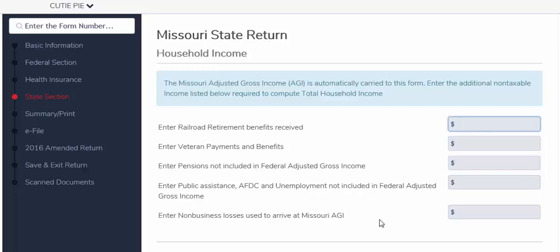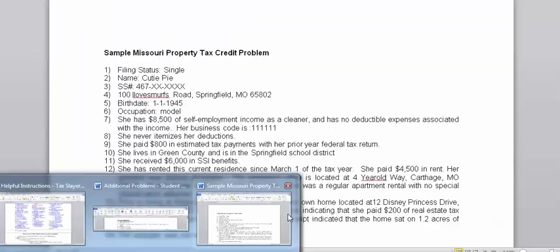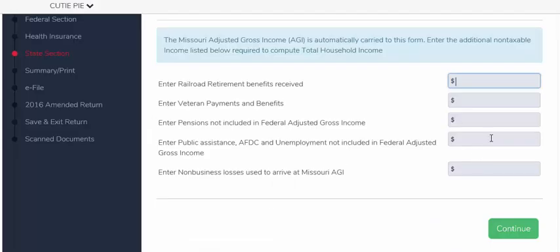And then any non-business losses that were used to arrive at our Missouri AGI, which means any non-business losses that we considered when we were arriving at the federal income as well. And so we do have at least one thing that goes on here. If we look back at the problem, she received $6,000 in SSI benefits. That goes here under public assistance.